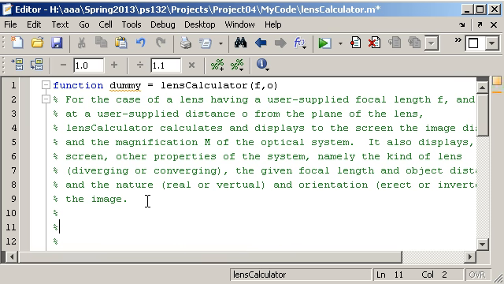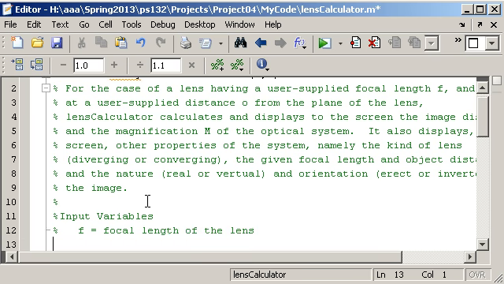Okay, let's put input variables. And we got F, and M. Nope, it was O.